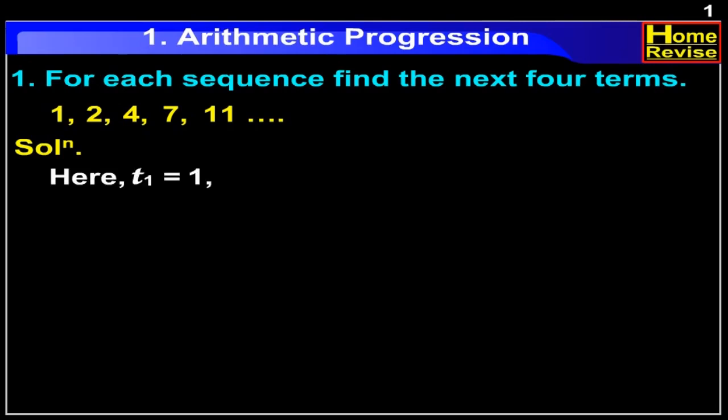Here T1 is equal to 1, T2 is equal to 2, T3 is equal to 4, T4 is equal to 7, T5 is equal to 11 and so on.